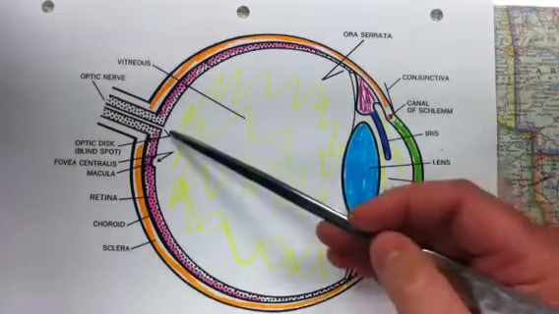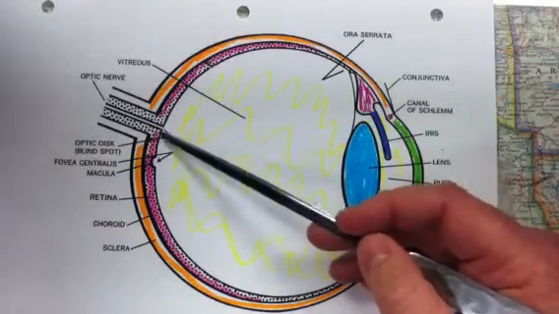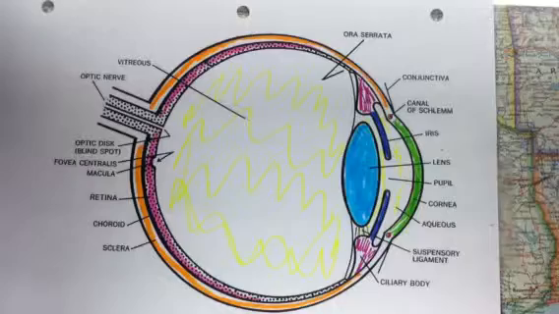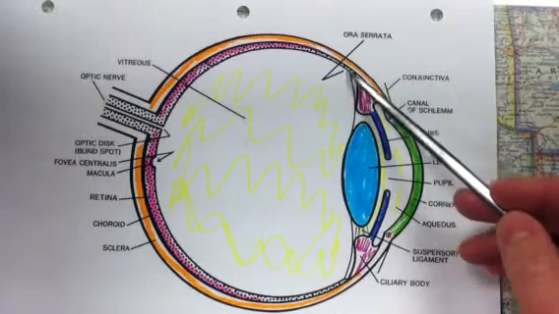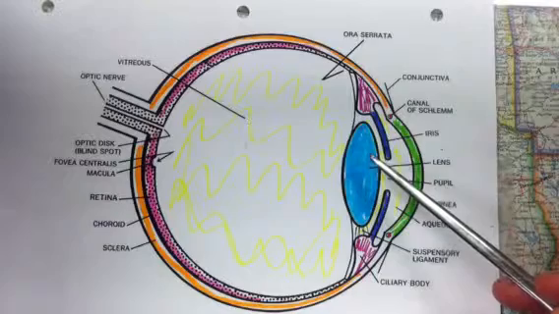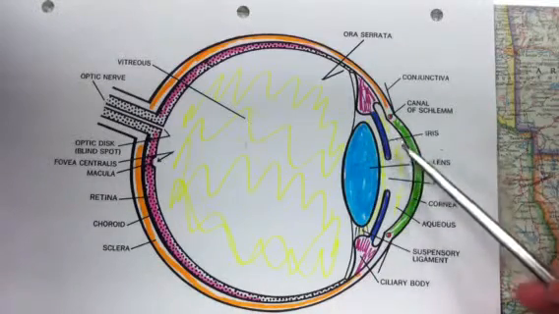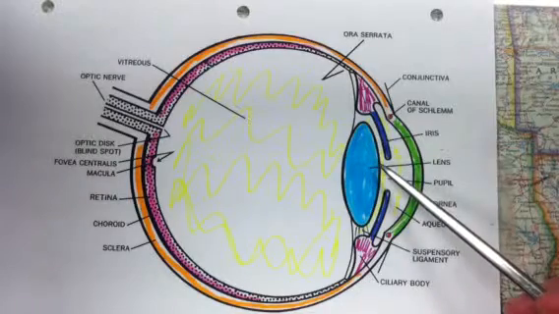There are no rods or cones in this area, so you have no visual stimuli being processed here. And finally, we have the ora serrata, which is a serrated junction between the retina and the ciliary body. Now, of the three eye diseases that I am going to talk about, two are common in my family and we have dealt with them over the years.